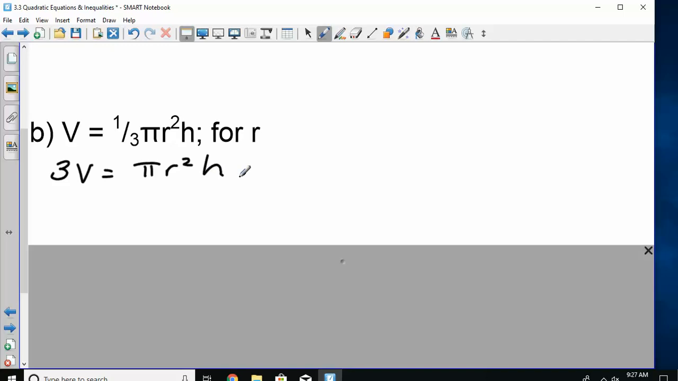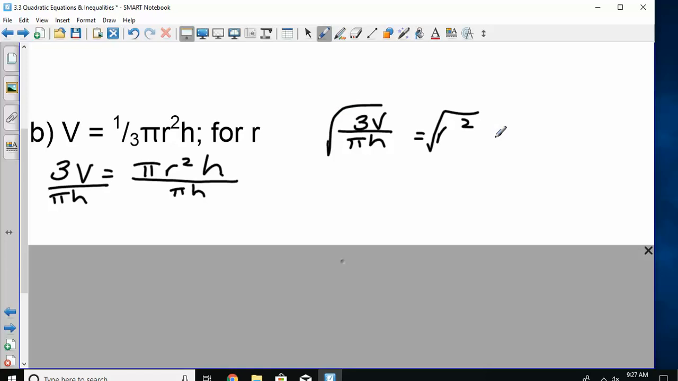Can you divide pi and h at the same time? Yes, you can. So I have 3v over pi h equals r squared. So then we would square root. Plus and minus if I didn't tell you what the variable stood for. So r is the square root of 3v over pi h.